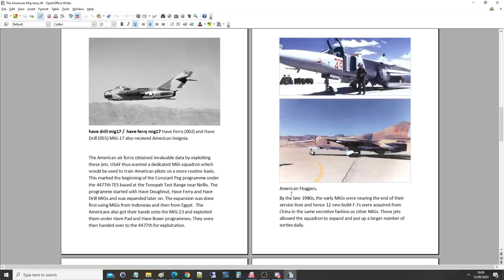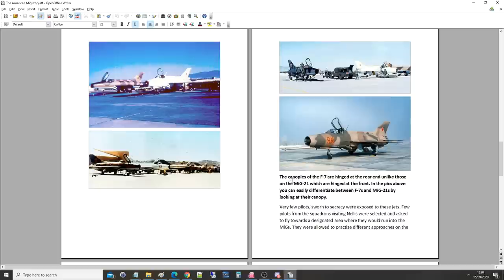And we got Floggers. By the late 1980s, the early MiGs were nearing the end of their service lives, and hence 12 newly built F-7s were acquired from China in the same secretive fashion as other MiGs. These jets allowed the squadron to expand and put up a larger number of sorties daily. Canopies of the F-7 are hinged at the rear end, unlike those on the MiG-21, which are hinged at the front. In the pics above, you can easily differentiate between the F-7s and the MiG-21s by looking at their canopy.